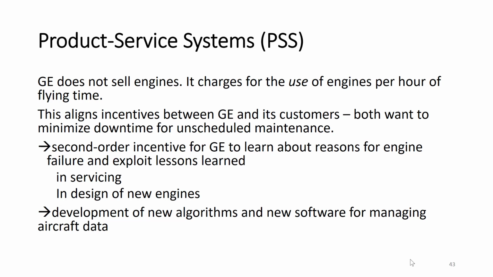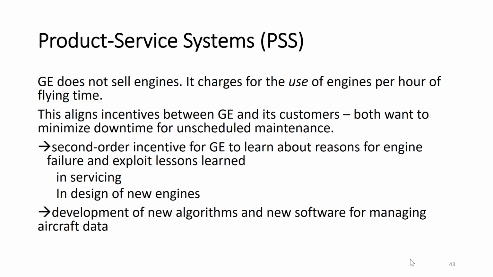So in the industrial world, there is a lot of interest in what is called a product service system. And we can illustrate the impact of this idea by looking at GE. GE makes engines, but it doesn't sell aircraft engines anymore. It rents them. And it charges for the use of the engines per hour of flying time.